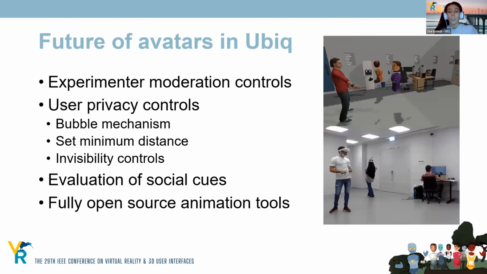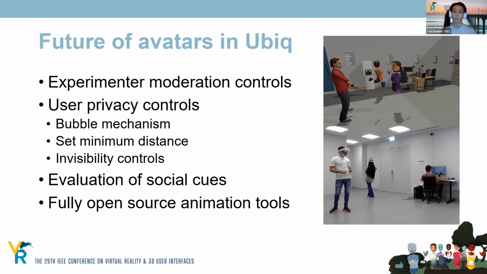What we would like to see in the future for the avatars in Ubiq would be for experimenters to have more moderation control, so not to control what the users are doing, but to be sure that the users are being respectful of each other and be able to have controlled experiments. We also would like to implement user privacy controls, such as a bubble mechanism, which we can already use in a lot of commercialized social VR platforms.